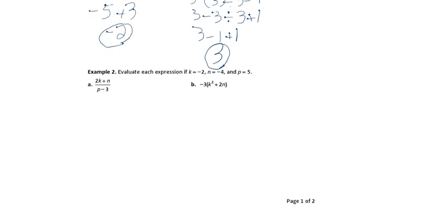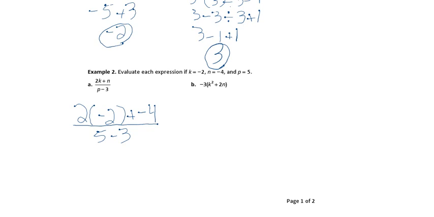Now for this one where we're evaluating, it gives us values to plug in. So for this first one, we have 2k plus n, so 2. And then my k up in the directions, they have k as -2. So I'd be plugging in a -2. Plus my n, which they give me is -4, over p, which they say is 5, and -3. So the fraction bar works as grouping.